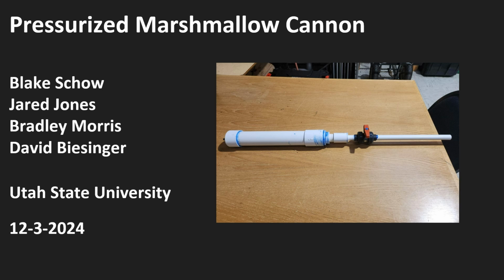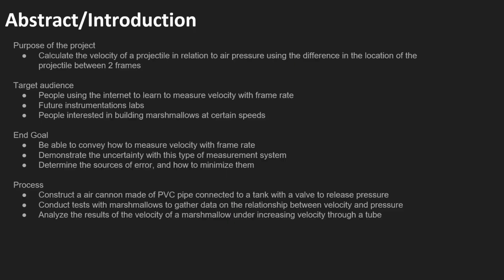Welcome everyone, this is our instrumentation project. We decided to construct a marshmallow cannon which would be used to calculate the relationship between air pressure in a tank and the muzzle velocity upon pressure release. To do this, we took a video at a high frame rate, which we then would use to take the position relationship between two of the frames to calculate the velocity.